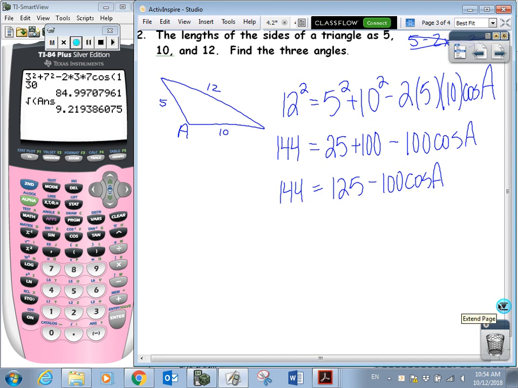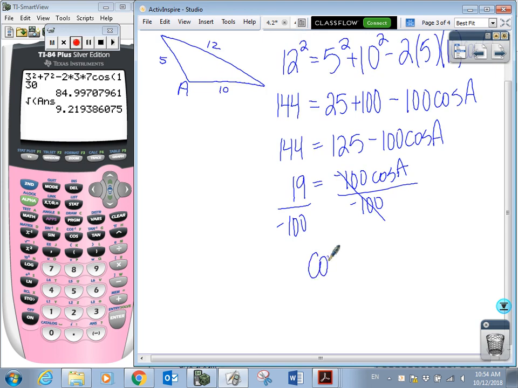But we do need to bring this 125 over. So 19 equals negative 100 cosine A. Divide by negative 100. And now we can say the inverse cosine of negative 19 over 100 is going to give us our A value. So all that work I did is not necessary.